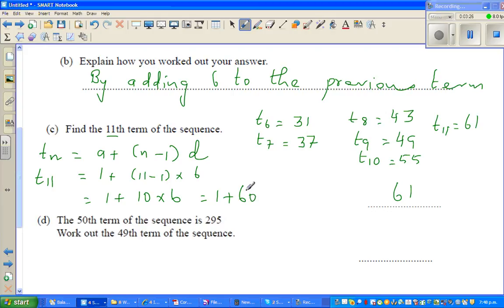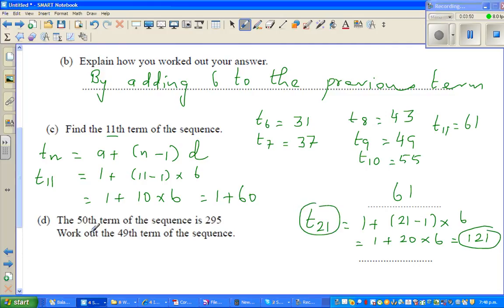You don't need to do it like this every time. Suppose someone is asking you what is T20, or T21. T21 would be 1 plus 21 minus 1 times 6, which is 1 plus 20 times 6. This is 120, plus 1 is 121, just like that.